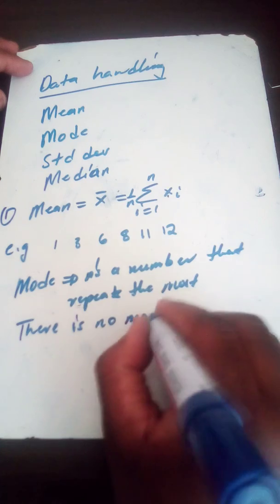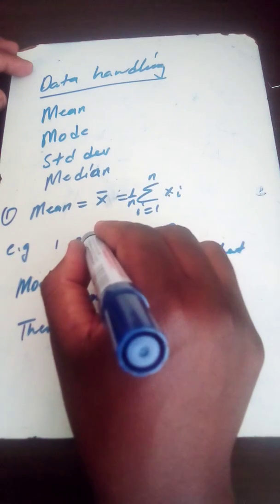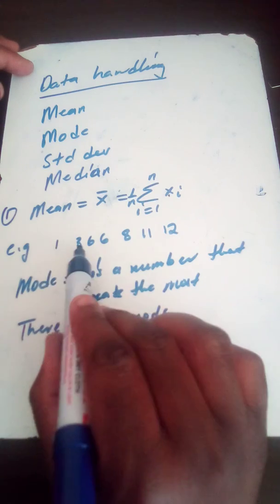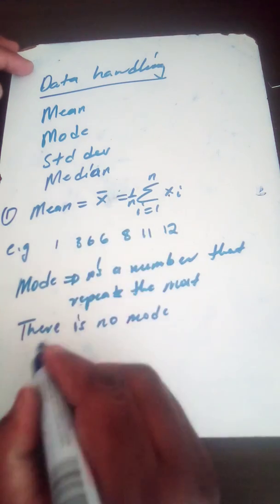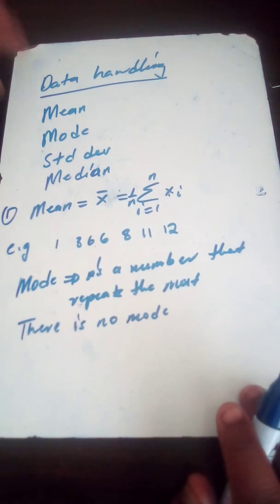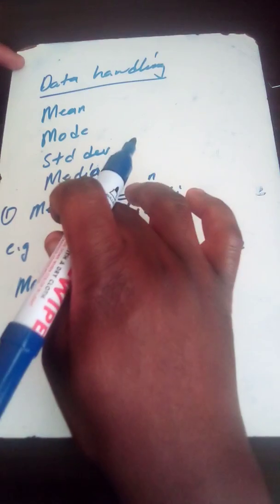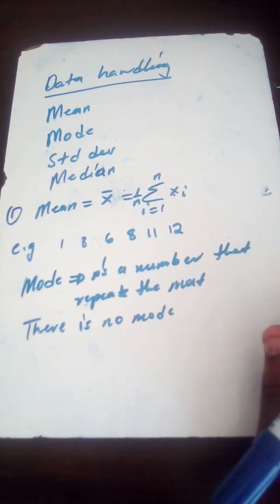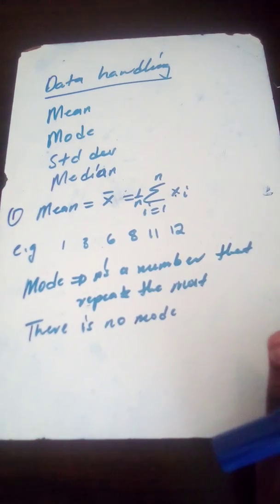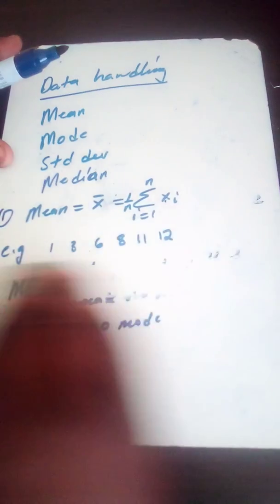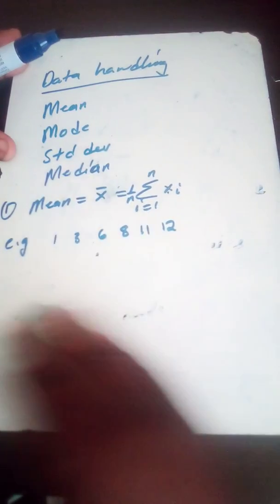So let me just assume I'm writing 6 again. If you check now, I have 1, 3, 6, 6, 8. So 6 is the mode, because it's what is repeating the most. I just wanted to show you. But if there is no number that is repeating the most, you can just say there is no mode. So now let's go to the concept of standard deviation.